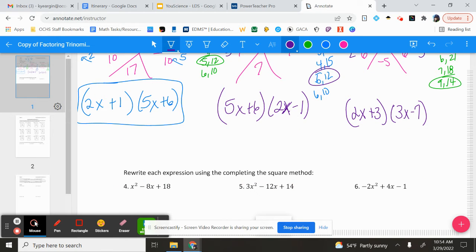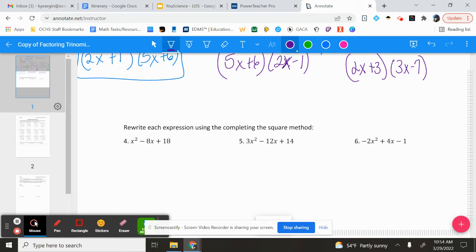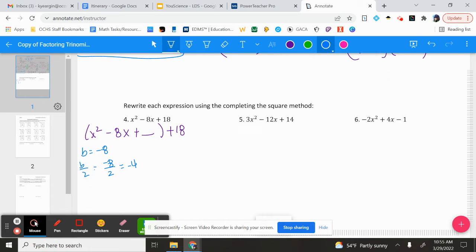More review for us is to look at using the completing the square method, so we don't want to forget about that. Remember, the first thing we want to do when we complete the square is use our value that we're going to use to fill in. So we're going to do plus blank, and then we just move our plus 18 off to the side. We want to look at our b value. In this case, b is negative 8. So when we do b divided by 2, that's negative 8 divided by 2, which is negative 4. Then we also want to make sure that we know that negative 4 squared is 16. We're going to use that to fill in and take things out where we need to here.